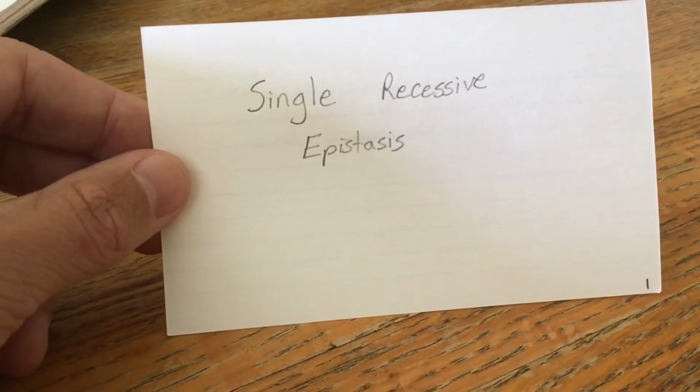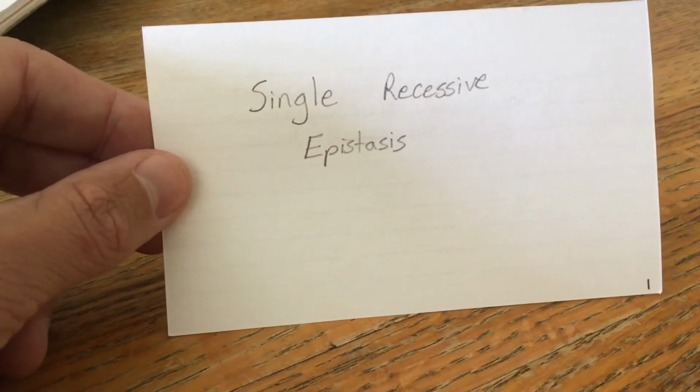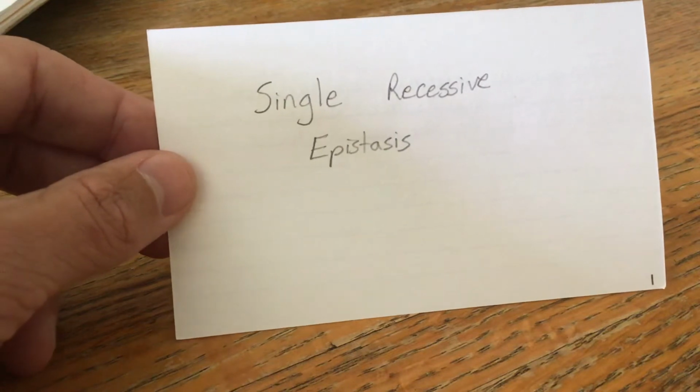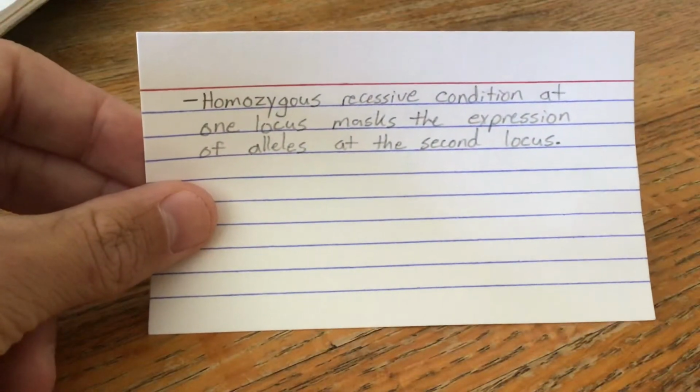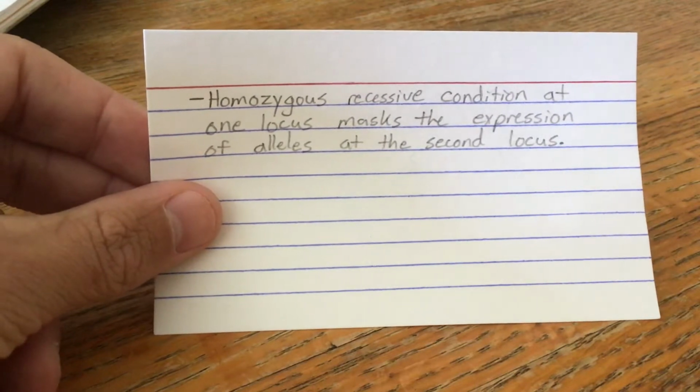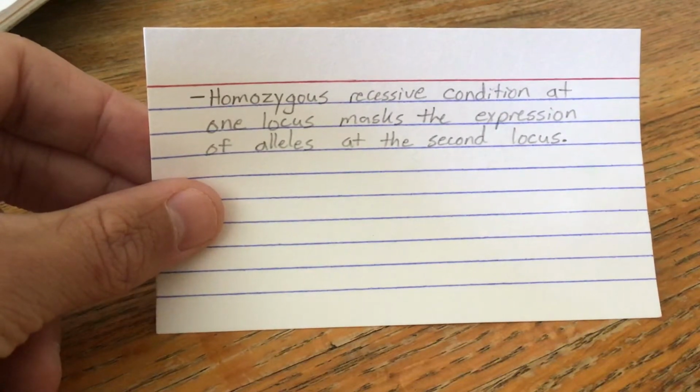Epistasis is when two different loci create the same phenotype. My example today, we're going to use single recessive epistasis. This type of epistasis is when homozygous recessive conditions at one locus mask the expression of alleles at the second locus.